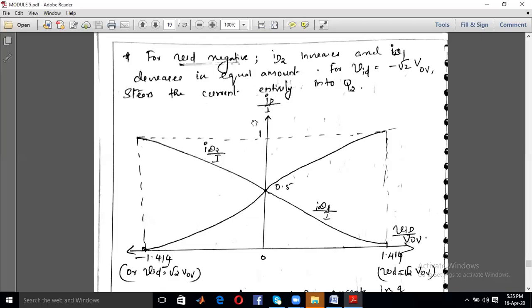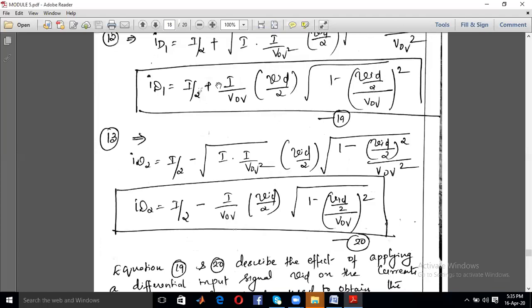Maximum. Okay. At the same time, during the negative half cycle, that means when VID becomes negative, what will happen? See the equation. When VID becomes negative, ID1 will decrease. When this term becomes negative, ID1 decreases. But when this term becomes negative, negative of negative becomes plus, so ID2 increases.